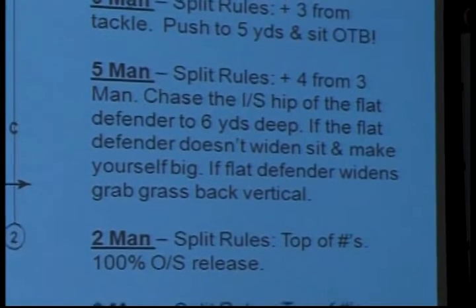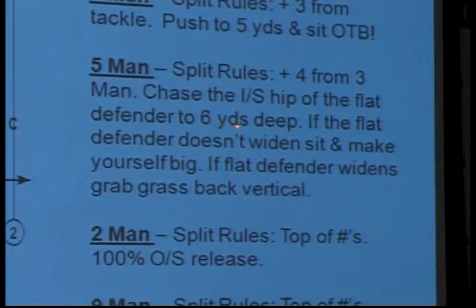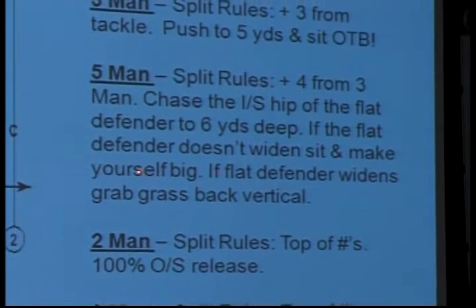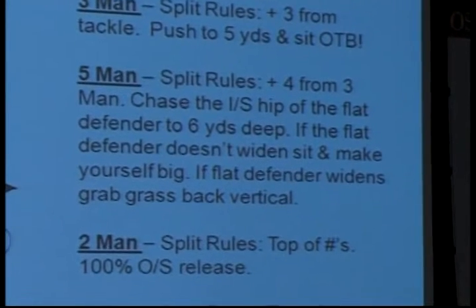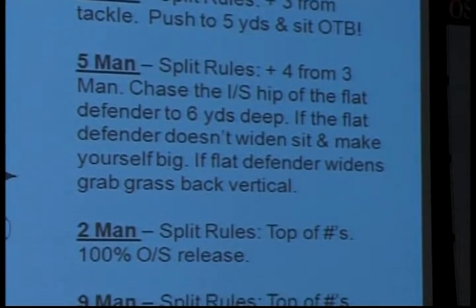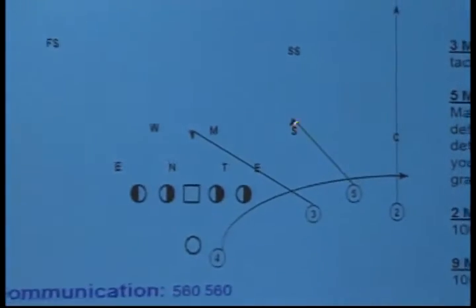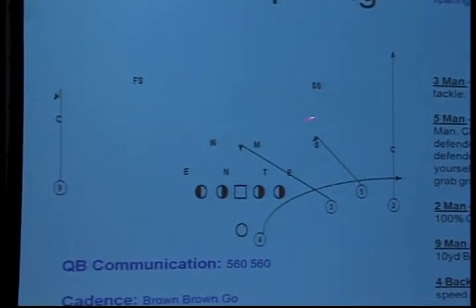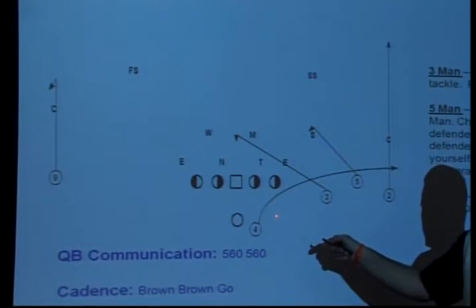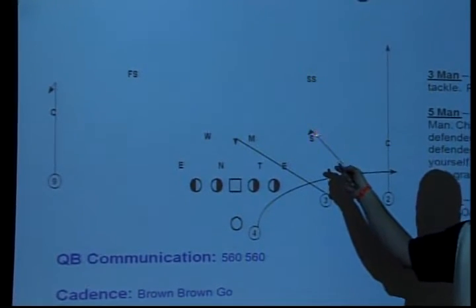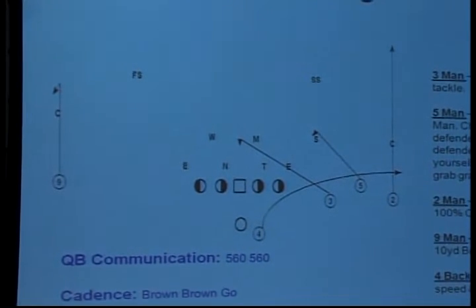Again, you're the guy running the spacing route. You're chasing the inside hip of that flat defender to 6 yards deep. If the flat defender doesn't widen, if he stays there, then you're going to sit and make yourself big. If the flat defender widens, then you're going to grab grass and get back vertical and set. Okay? If the safety here, or if the Sam linebacker brings pressure, then we're right now. Expect the ball right now. Okay? All right, 2-man.